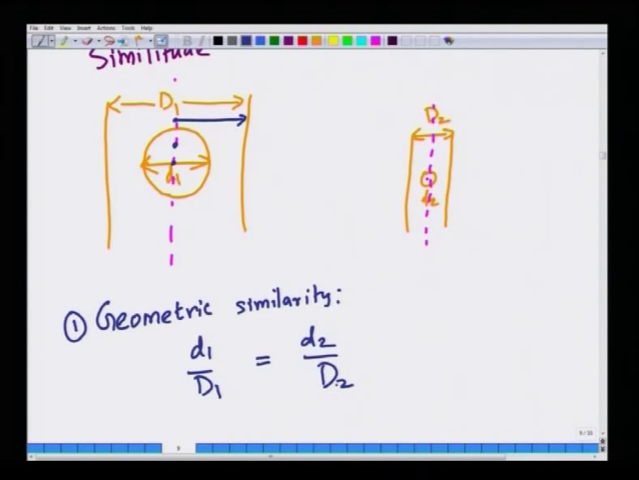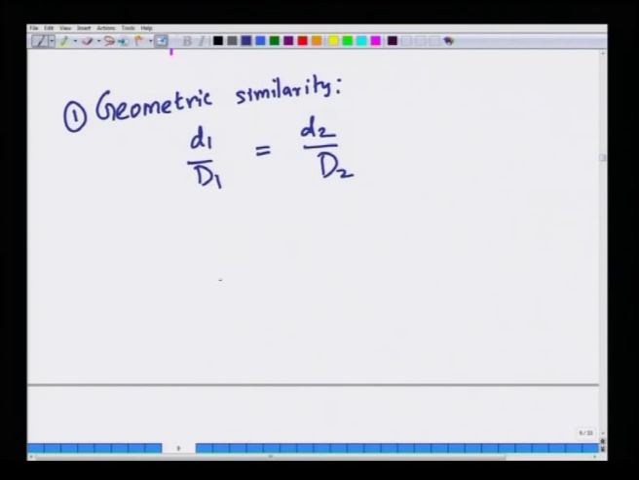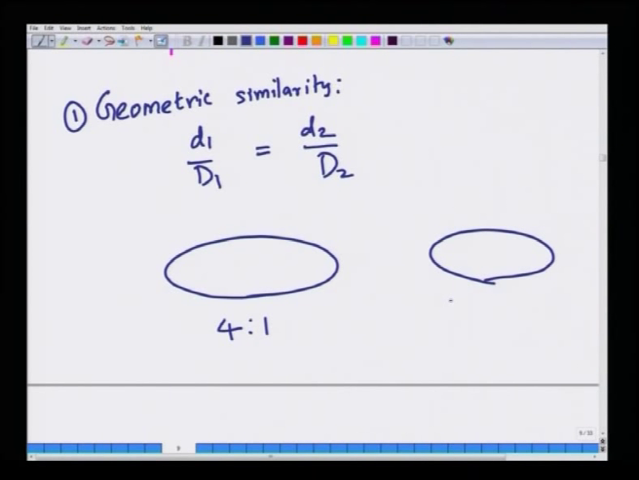Okay. Now, that is one important similarity. The second requirement, okay, is kinematic similarity. So, if this is not the case, then you will not have geometric similarity. Okay. Another illustration of geometric similarity, suppose you have an ellipsoid. Suppose the major and minor axes are in the ratio of 4:1, and you have another ellipsoid with 3:1, then these two are not geometrically similar. So, all the length scale ratios must be the same between two systems when things are geometrically similar.